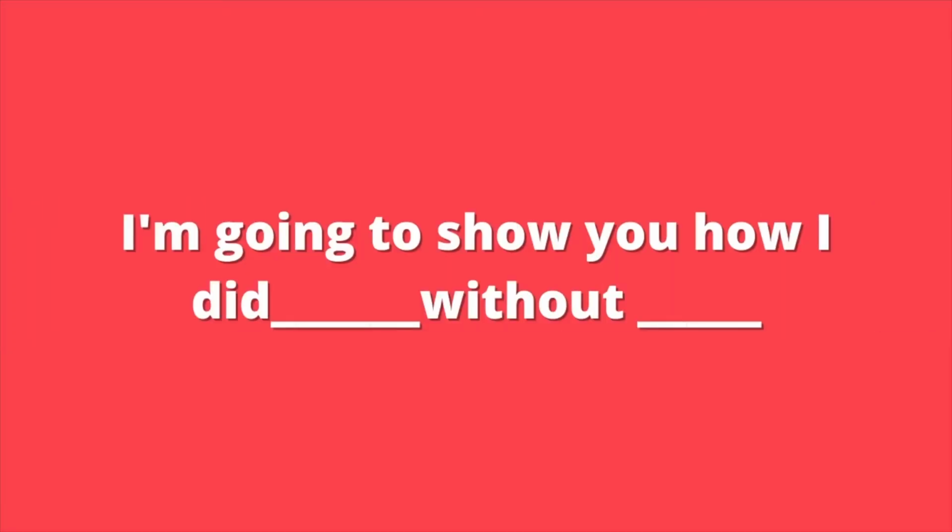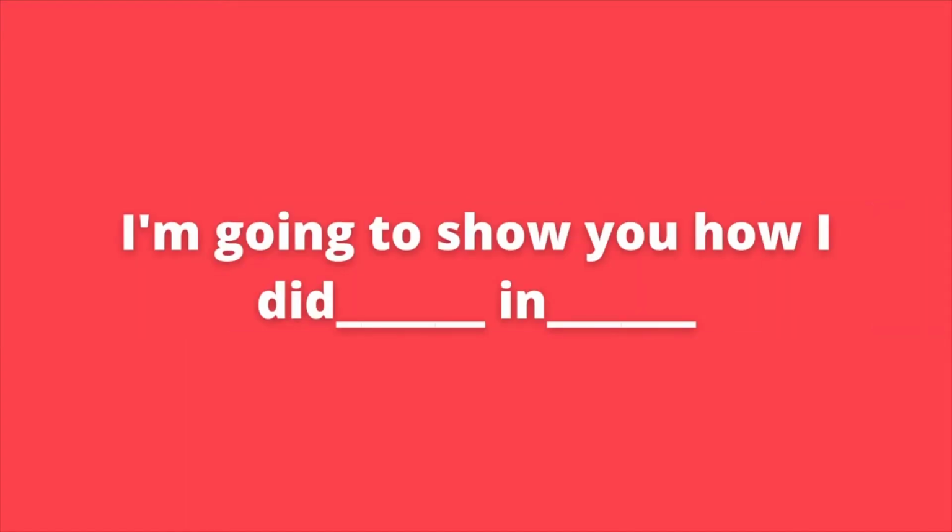And a really great way to do this is by finishing the sentence, I'm going to show you how to do blank without blank. Or another version of that is, I'm going to show you how to do blank in blank. So let's say I'm going to show you how to lose 20 pounds without cutting sugar, or I'm going to show you how to lose 20 pounds in 20 days. That is a really great sentence to use to help you spark curiosity for your email subscribers.